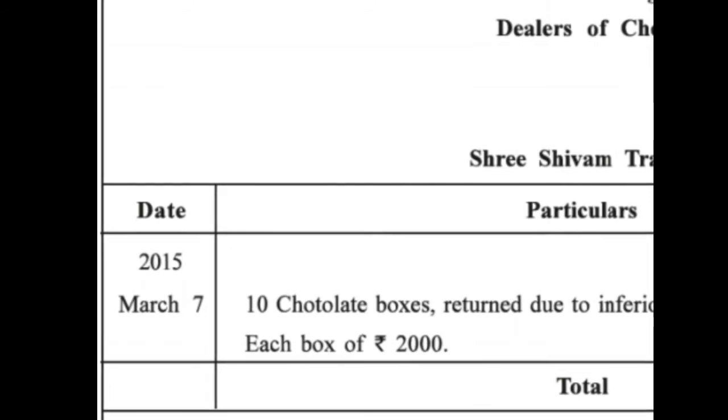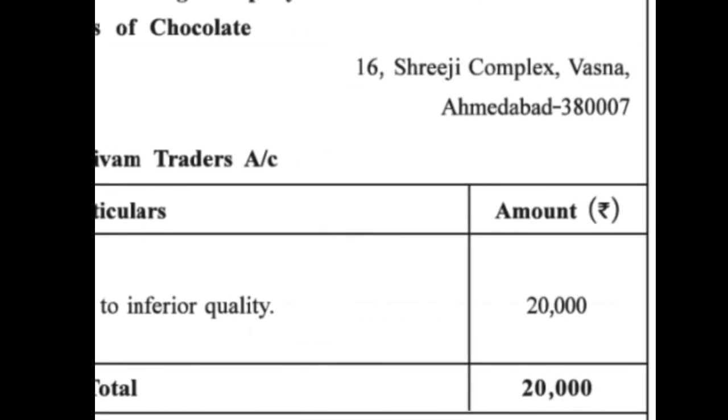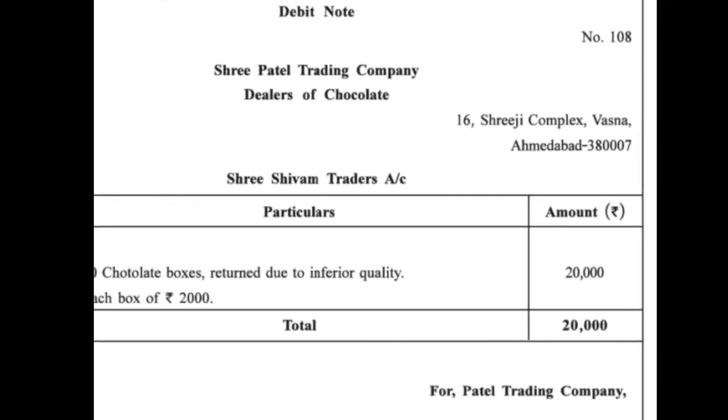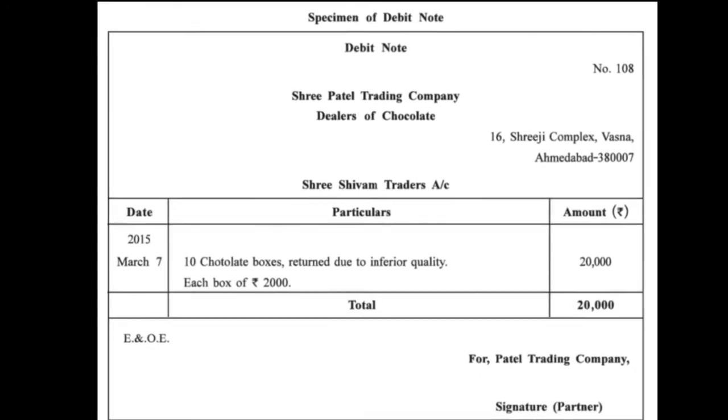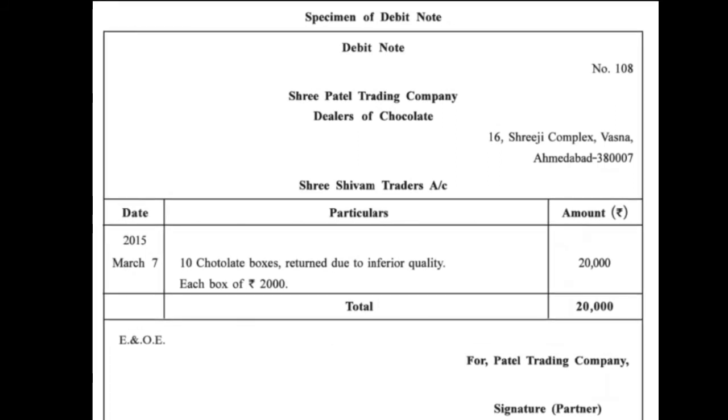After which there are full particulars of goods returned, that is, 10 chocolate boxes returned due to inferior quality, each box of rupees 2000. The net amount of goods returned is also there, that is 20,000, and the reason for returning is the inferior quality. This is the specimen where the signature of the partner, meaning the sender, is also to be put here.